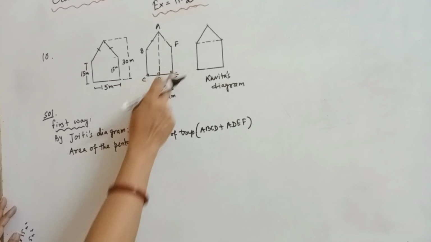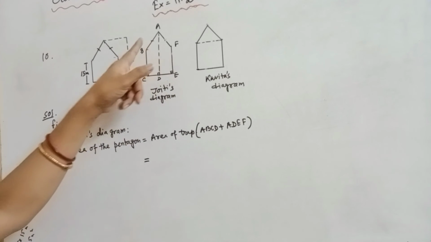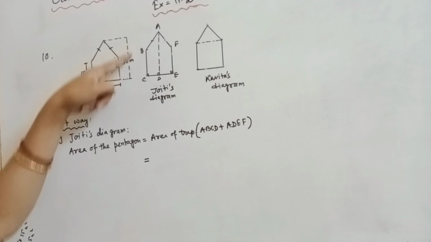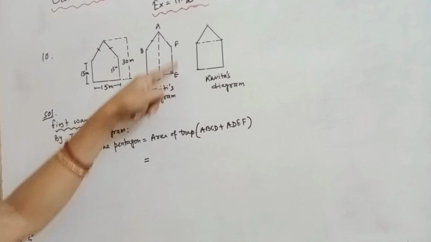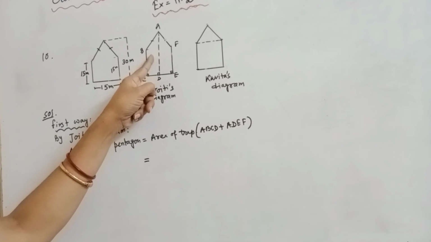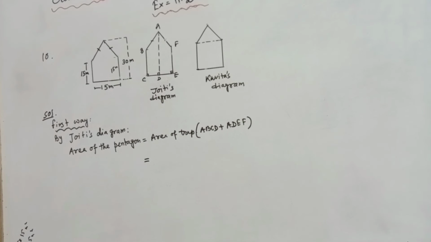Jyoti's diagram ABCDEF. Now these two trapeziums you can see. One trapezium is ABCD. Another trapezium is ADEF. If I add the areas of these two trapeziums, we can find the area of the pentagonal shaped park.